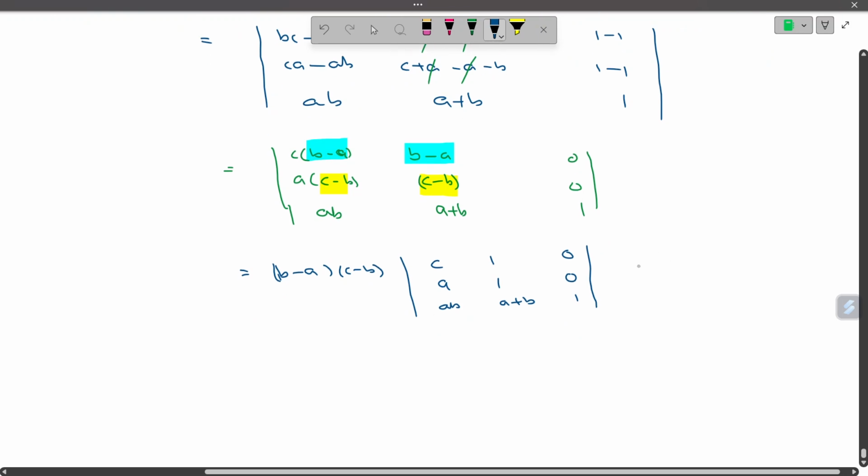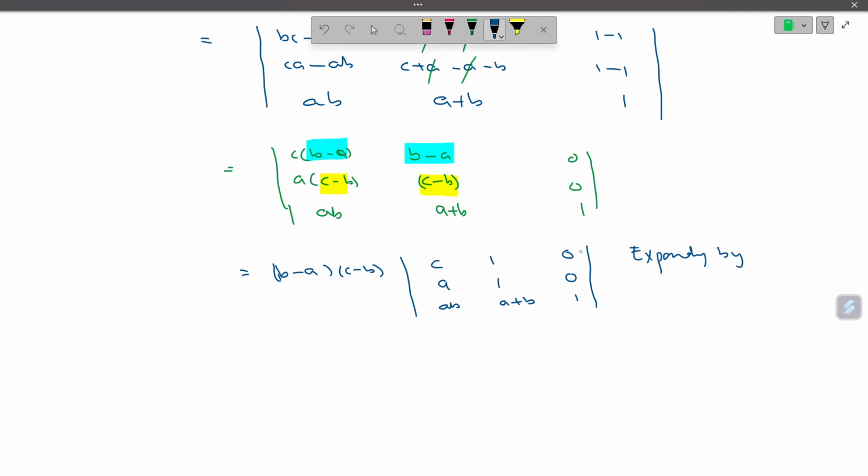Now what are we doing? Expanding by C3. Why am I going for C3? Because two are 0, only one is left. So B minus A, C minus B, C minus B. So if you expand this, what will happen? This row and this column you have to leave. So what is left?